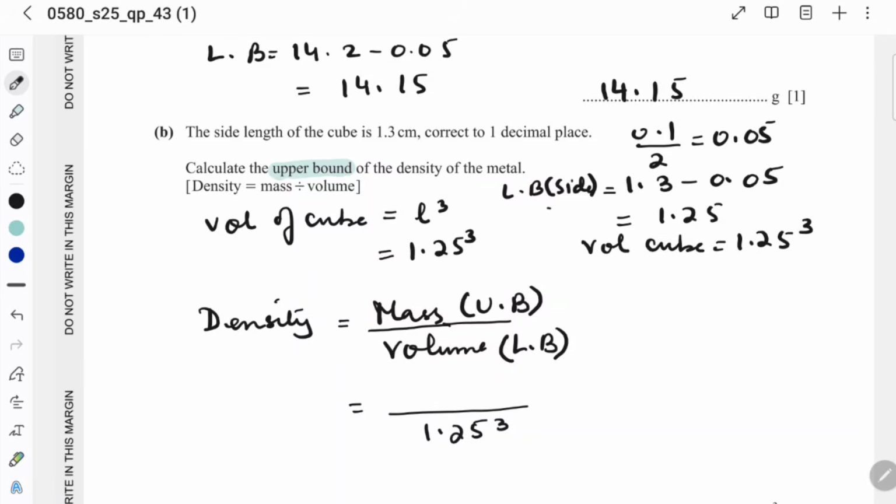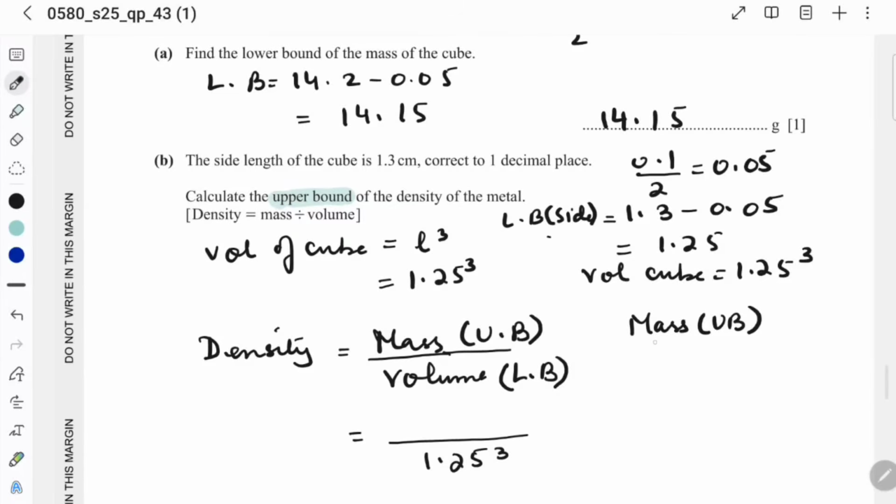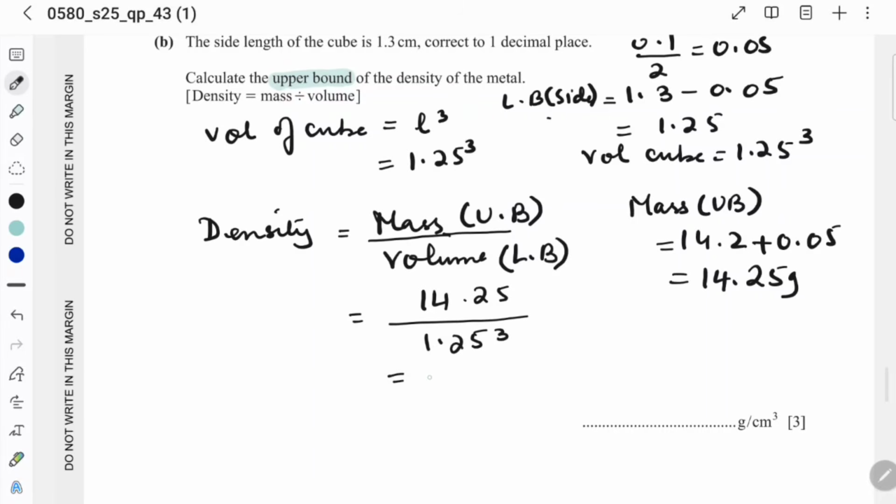And now what are we going to do? We are going to see what is the mass we are keeping. For mass we are keeping the upper bound, the greater number. So that is equals to 14.2 here, and we need the upper bound. So the upper bound of the mass is equals to 14.2 plus 0.05, that is 14.25. Divide the numbers and then you will have 7.296. Let's go to the next question.